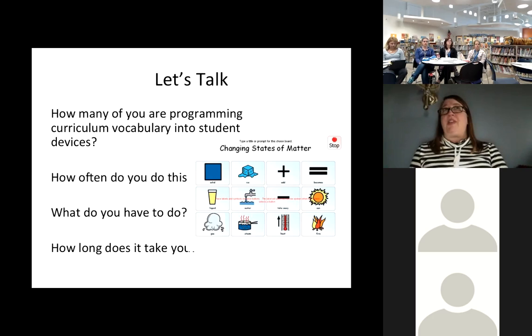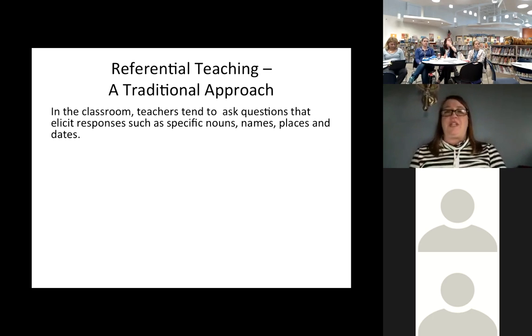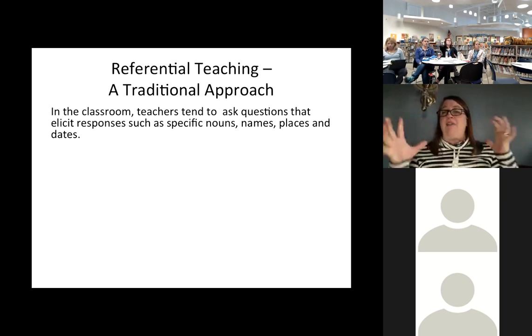I believe, at the expense of language and language development for our kids. So I'm going to cover very quickly what that approach was known as, and then we'll get into descriptive teaching. But traditionally, people were using something that we call a referential teaching method, and that's where the classroom teacher would encourage participation of her students who use AAC by having specific curriculum vocabulary programmed into the device.